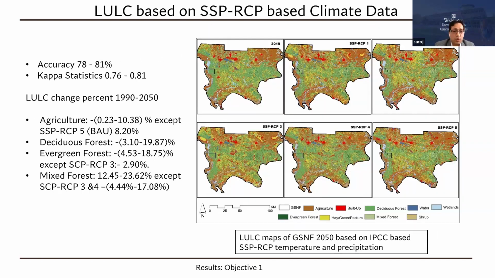When climate change based temperature and precipitation were included in the prediction model, the land use land cover changed drastically, particularly in forest cover. Regardless of the scenario that I introduced earlier, SSP1 to SSP5, built up land, water, hay, grass, pasture increased, but overall forest decreased, and deciduous forest suffered the most, which is detrimental to the ecosystem of the Greater Shawnee National Forest because of its long history of oak hickory dominant forest.